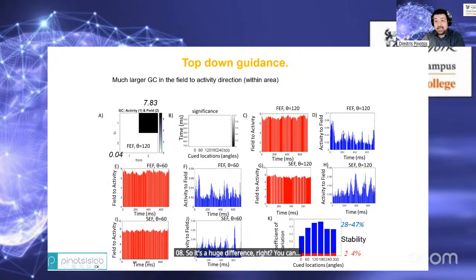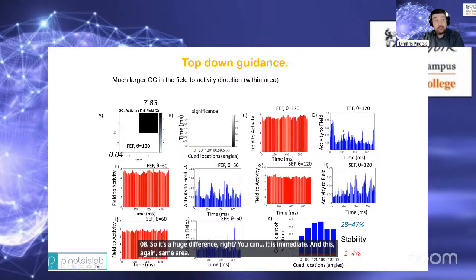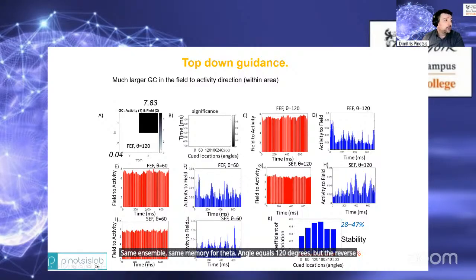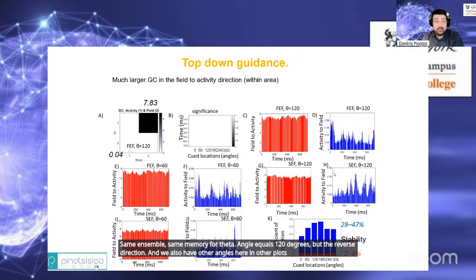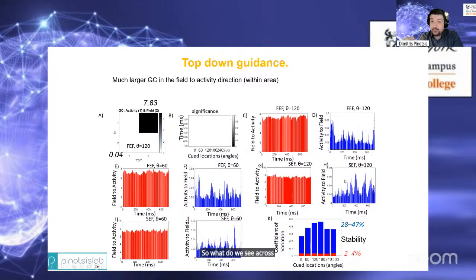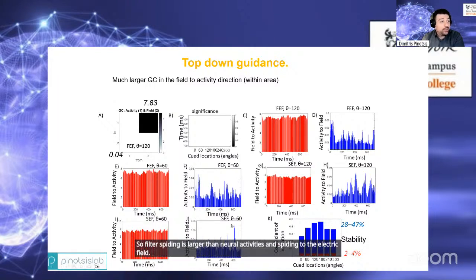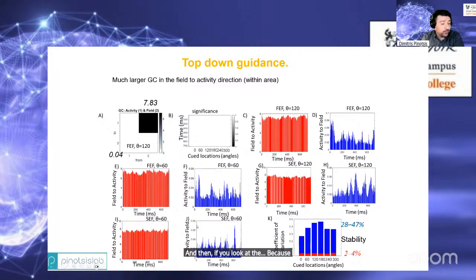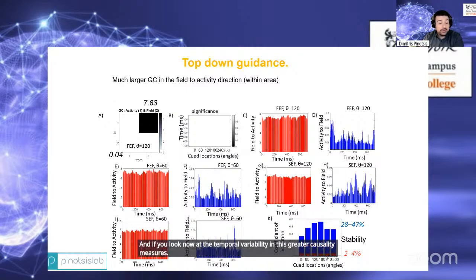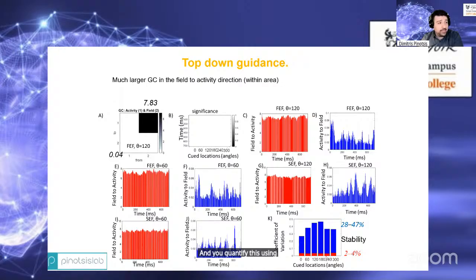This is immediate. And this is the same area, same ensemble, same memory for theta angle equal to 120 degrees, but in the reverse direction. We also have other angles here in other plots and in another area as well. So what do we see across all these plots? That the field to activity is larger than activity to field. When I say activity, I mean spiking. So field to spiking is larger than spiking to the electric field, and you see all these blue bars are smaller. And if you look now at the temporal variability in these Granger causality measures, and you quantify this using the coefficient of variation, what do you see?